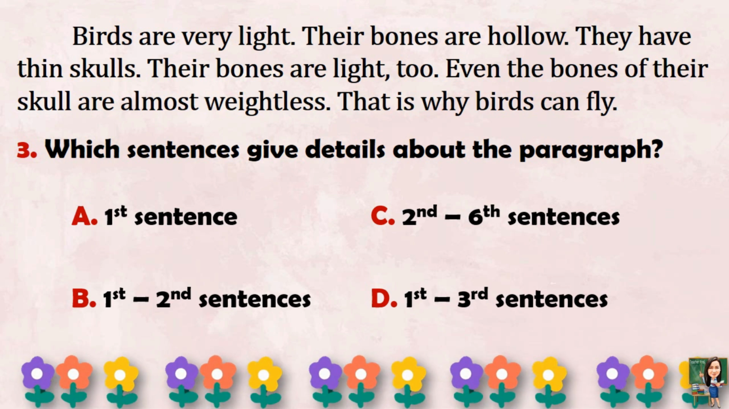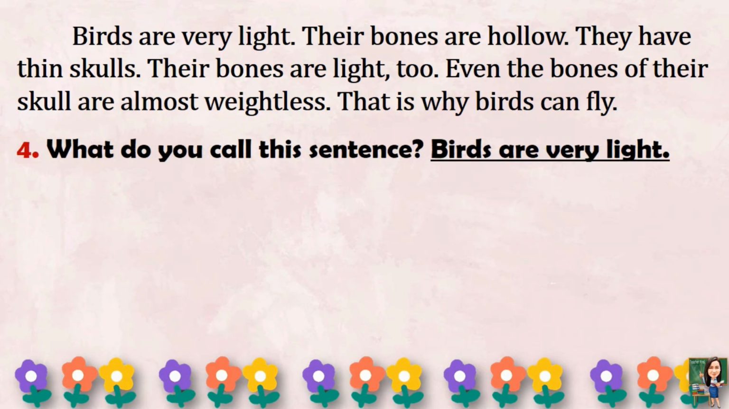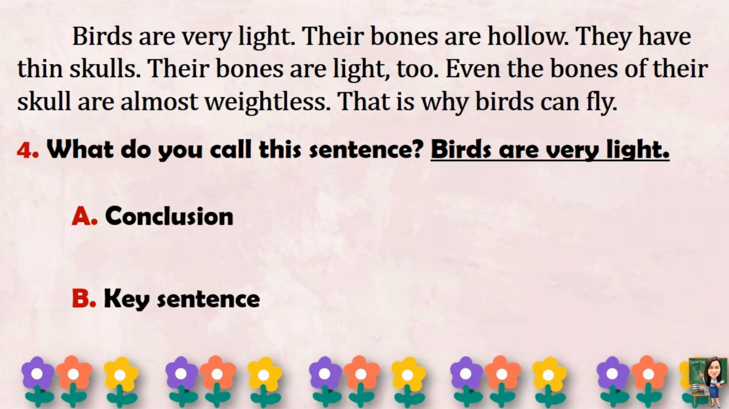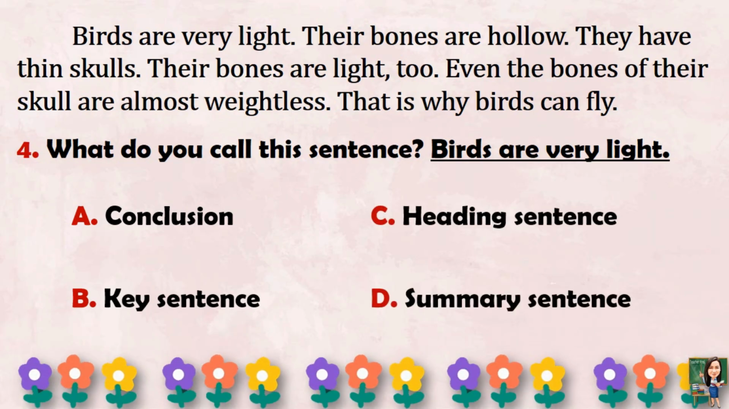Very good. The correct answer is letter C. Second to 6 sentences. Number 4. What do you call this sentence? Birds are very light. A. Conclusion. B. Key sentence. C. Heading sentence. Or D. Summary sentence. What is the correct answer?